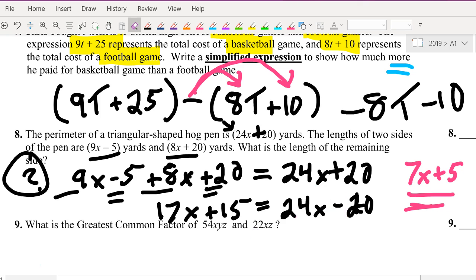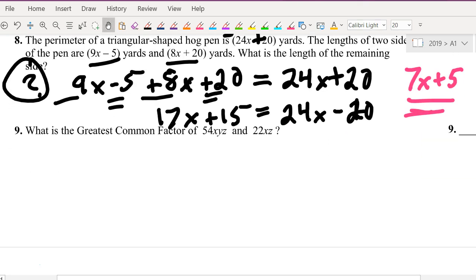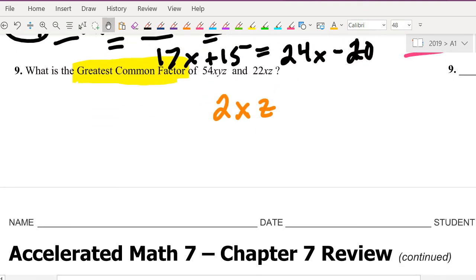Oh. Here we go. What's the greatest common factor? 2x. What about y? No, because there's no y in the second one. So 2xz. And you're not going to factor, because it only asked you for the greatest common factor. It didn't ask you to factor. Get it? Okay, cool. A little tricky. They're just asking you to read the problem.